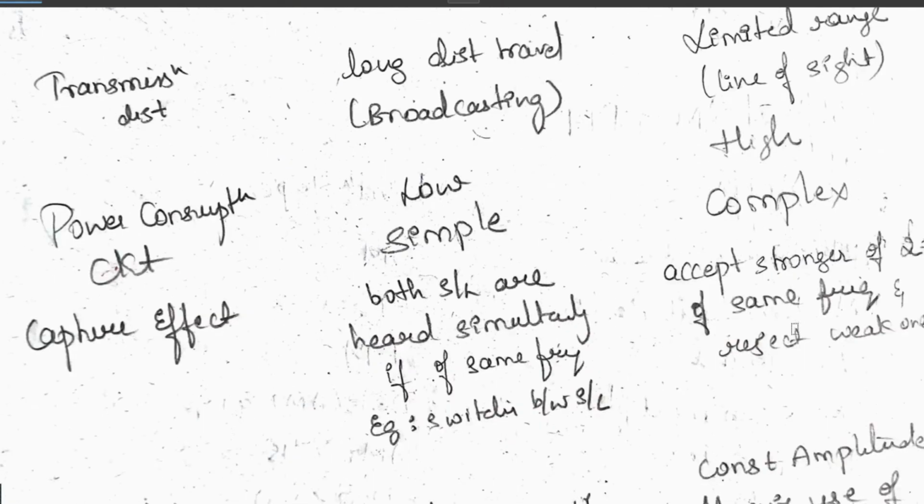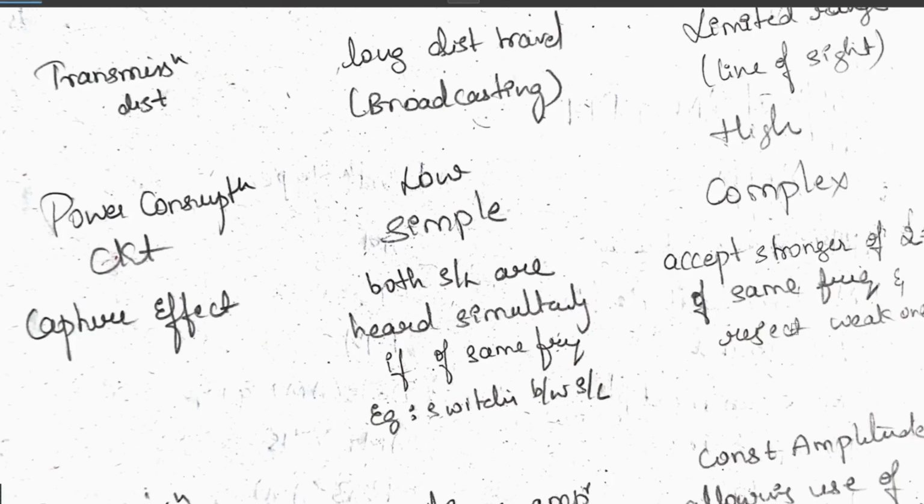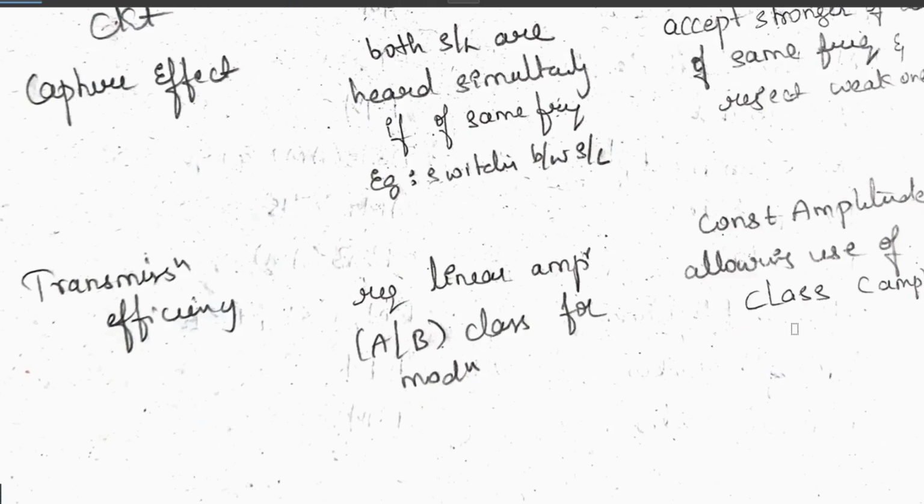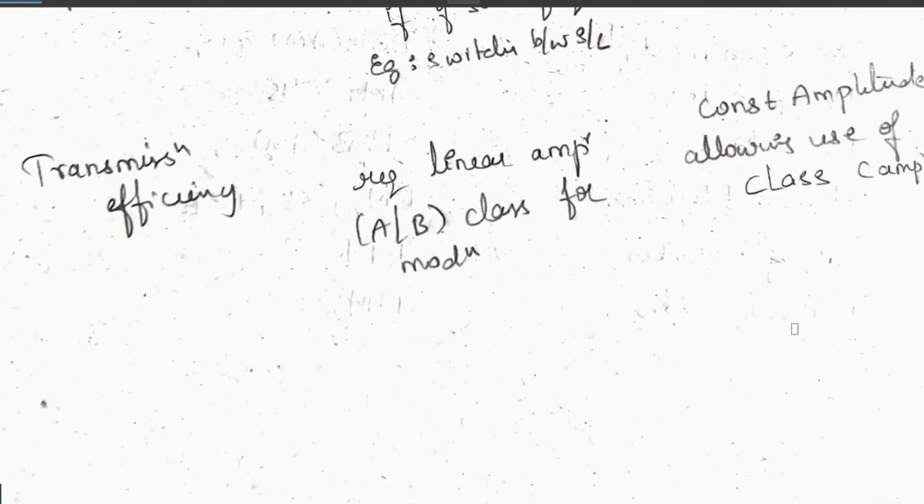Capture effect: in AM both signals are heard simultaneously if they have the same frequency. But in FM it accepts only the stronger one and rejects the weaker. Transmission efficiency: AM requires a linear amplifier, class A or B, for the modulation. Here we need constant amplitude, allowing the use of the class C amplifier.